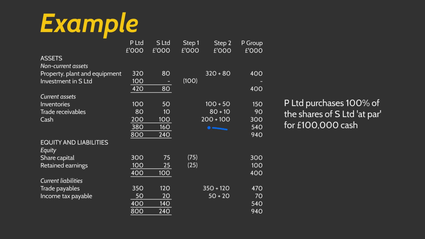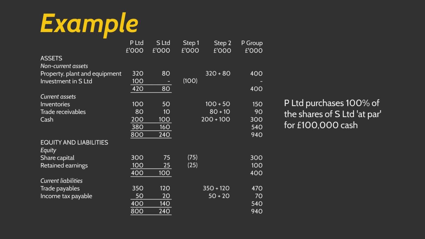Which is what we would expect because here the 800,000 of P Limited's non-current assets includes a £100,000 investment in S Limited. We've effectively removed that. This is effectively reduced to 700,000 plus 240 is 940,000. We do the same thing with equity and liabilities. So effectively eliminating the share capital and retained earnings for the subsidiary, giving us just the share capital and retained earnings for the parent. And in total, we have 400,000. And then we have our liabilities. There wasn't a lot going on in liabilities, so they remain relatively unchanged.